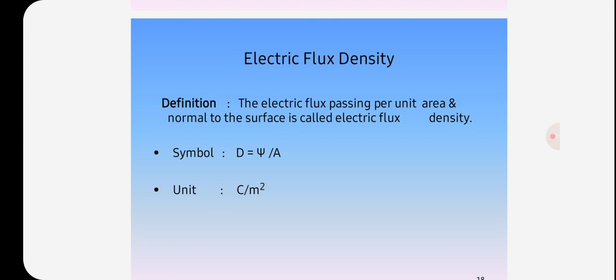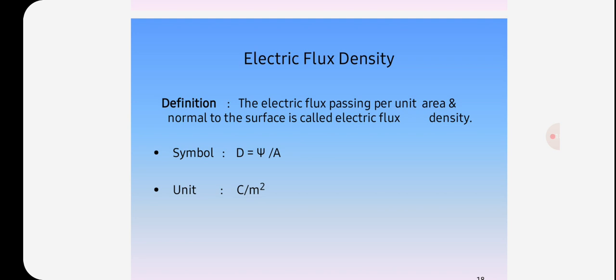Next, electric flux density. The total number of lines of force in an electric field per unit area is known as electric flux density. It is denoted by the letter D and is measured in coulombs per meter square.